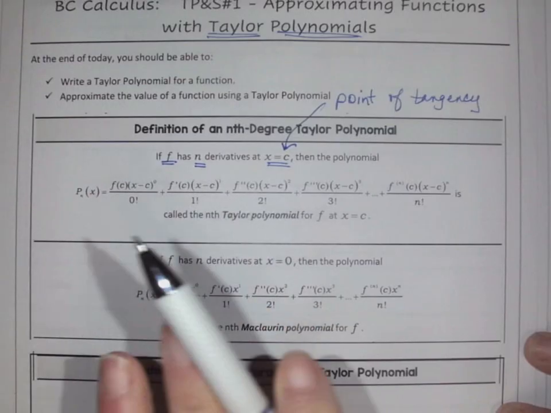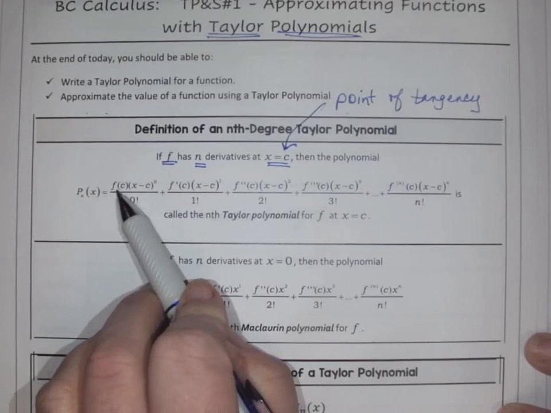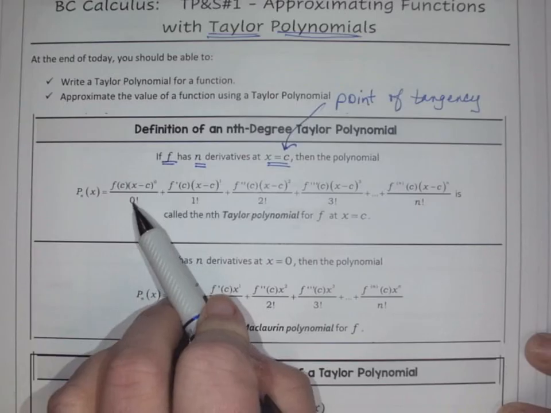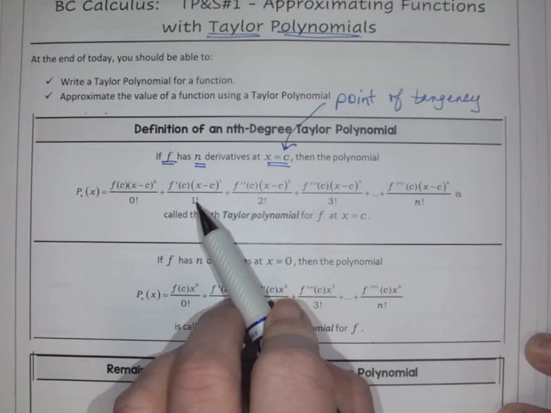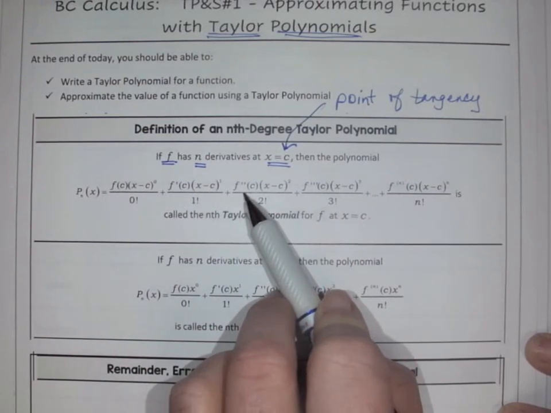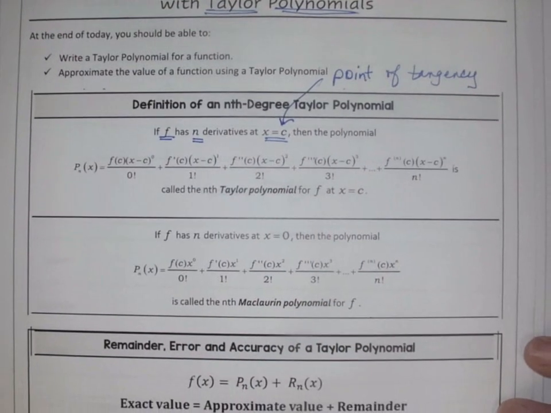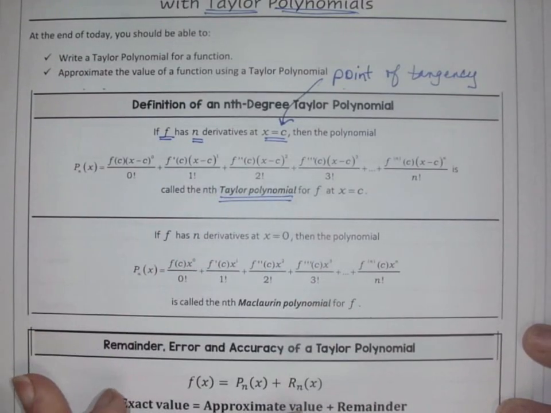So what we're going to do follows a pattern. It's f of c times x minus c to the 0 over 0 factorial. So that would be the original function at the point of tangency times x minus the center to the 0 power over 0 factorial. Then we move to f prime of c times x minus c to the first over 1 factorial. Then f double prime of c times x minus c squared over 2 factorial. And we go on and on until we get to the end, okay? This is called a Taylor polynomial, based on the name, Taylor is the guy who wrote it.